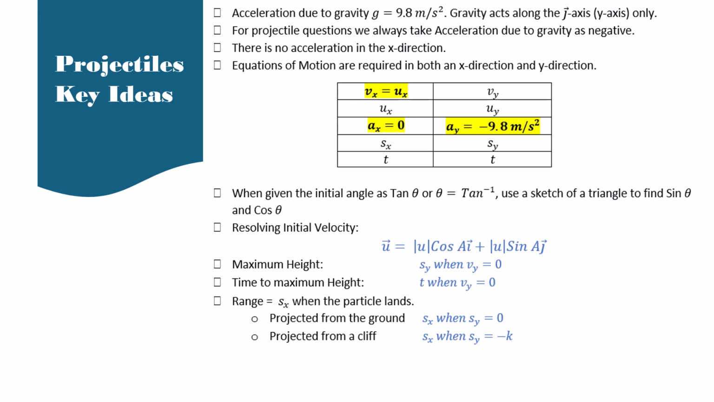And then your range is Sx. Okay, so range is the displacement in the x direction. We're talking about if it's projected from the ground, when it lands, it'll be Sy equals 0. If it's projected from a cliff, the range is Sx when Sy equals minus whatever the height of the cliff is.